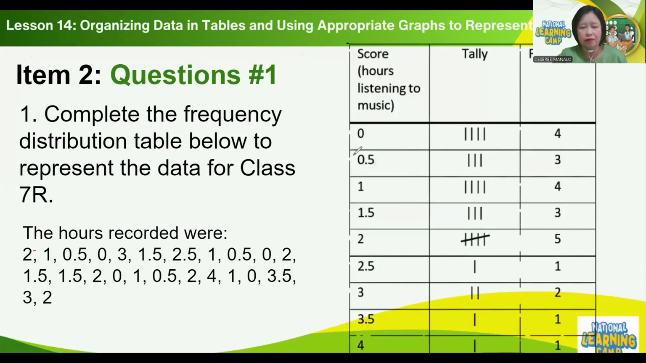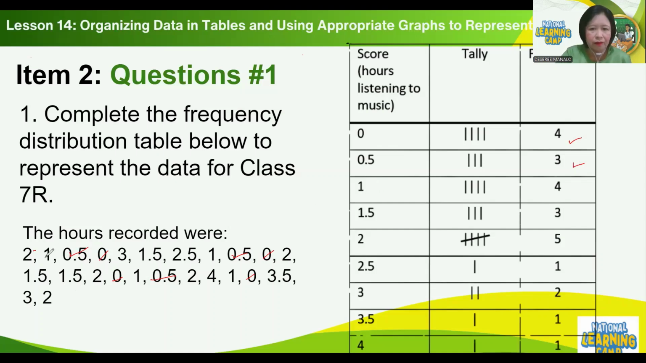For the number of hours of 0, how many students with 0 hours? Let us count: 1, 2, 3, 4. Check. What about 0.5 hours? 1, 2, 3. So that's correct. Next, for 1 hour, we have 1, 2, 3, and then 4.